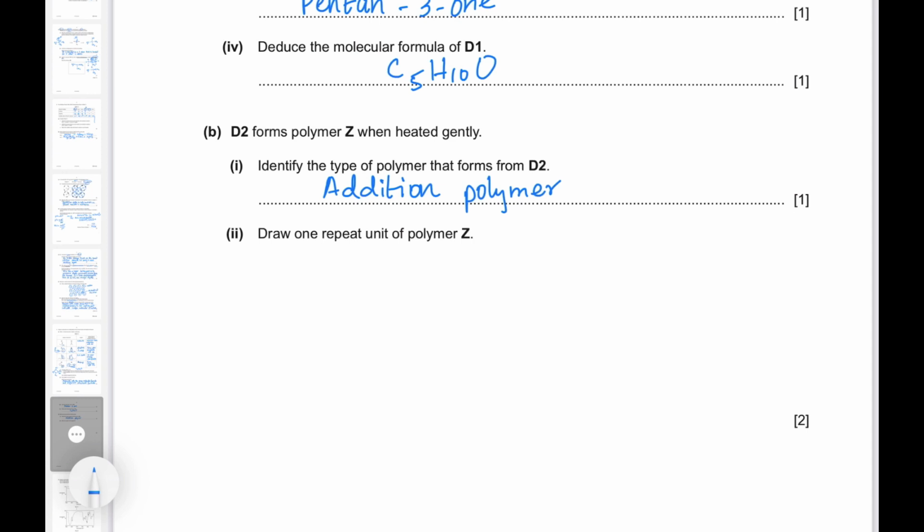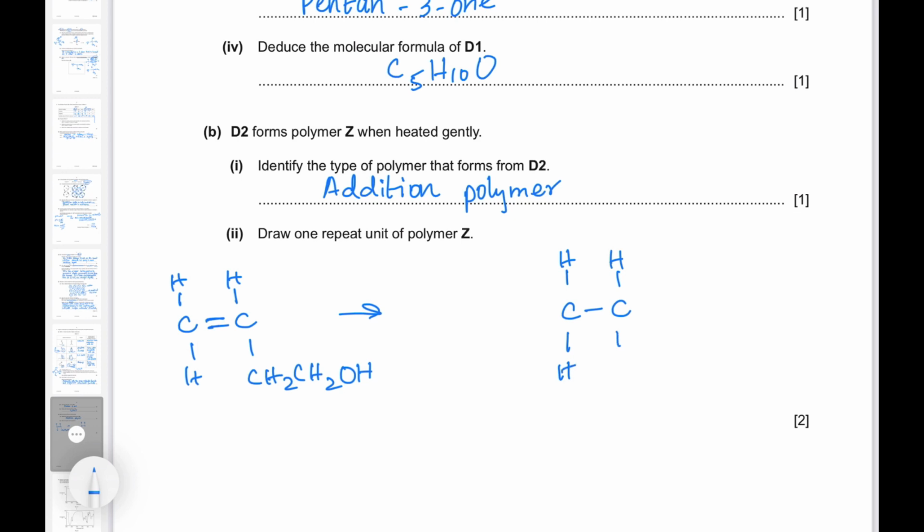Carbon-carbon double bond will form the backbone and everything else will form a branch. So here you've got Z, the carbon-carbon double bond, and the remaining atoms will be a branch in the polymer. So as the double bond opens up, this is how you'll have the repeat unit.